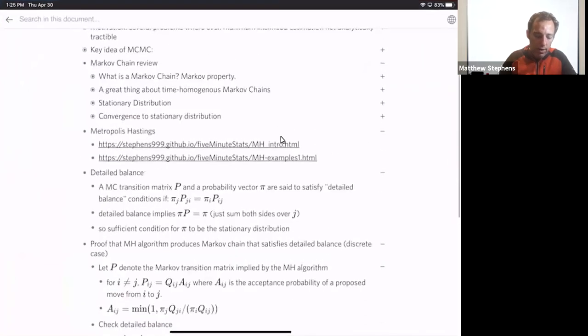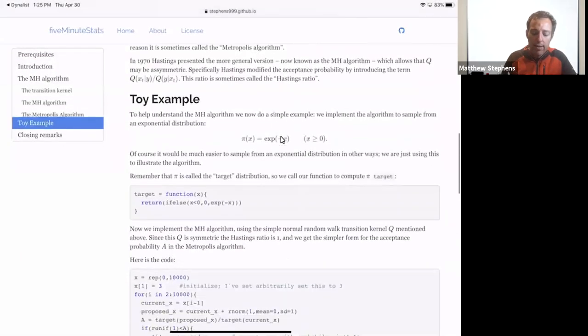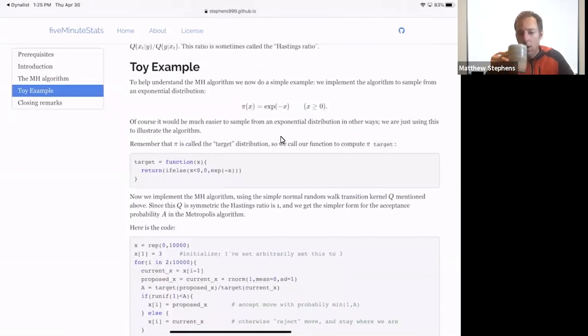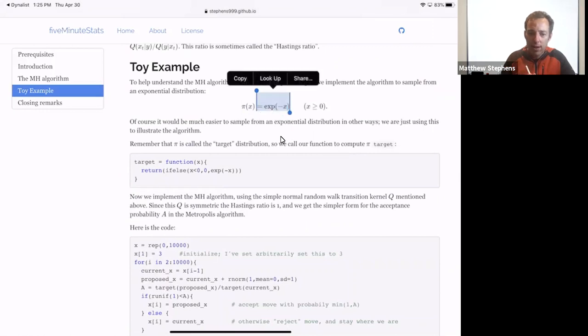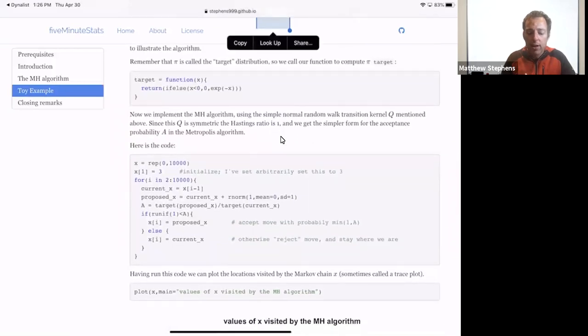So yes, the proof is here about detailed balance. Go over that. So back to our example, let's have a quick look at the toy example. Our goal here is to sample from an exponential distribution. It's a toy goal. So here's the target distribution pi. I've coded up the target here. It's very simple. If x is less than 0, then the target is 0. Otherwise, it's the exponential of minus x.